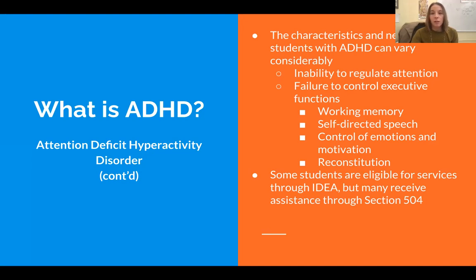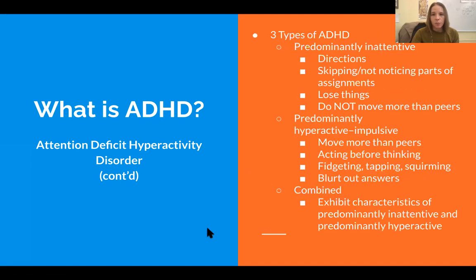And so some examples of executive functions would be their working memory or their self-directed speech, their ability to kind of self-soothe and talk themselves down, or control of emotions and motivation, or even reconstitution, which is the ability to relay information or to relate information to perform various tasks. And some students are eligible for services through IDEA, but many receive assistance through Section 504, which is mostly to prevent discrimination.